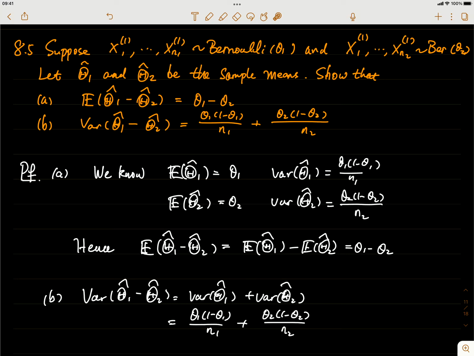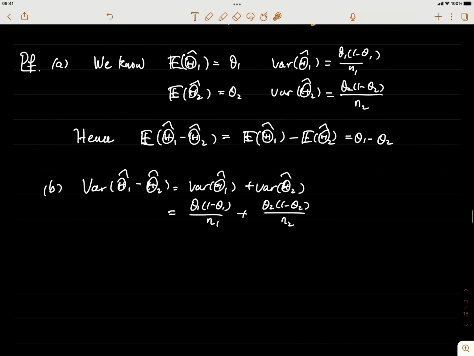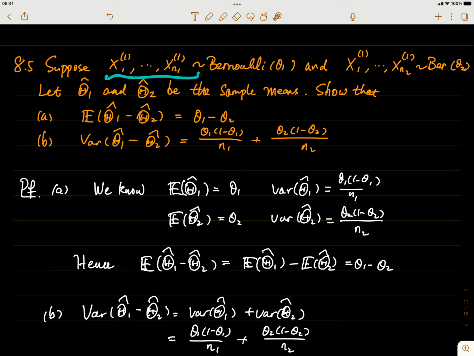We know that theta 1 hat, which is the sample mean of the first random sample, has the same mean as each element of the sample, because every one of them follows the same distribution, and the mean is theta 1. The variance is theta 1 times 1 minus theta 1. That is the mean and variance for each of these. So the sample mean has the same mean, which is again theta 1.